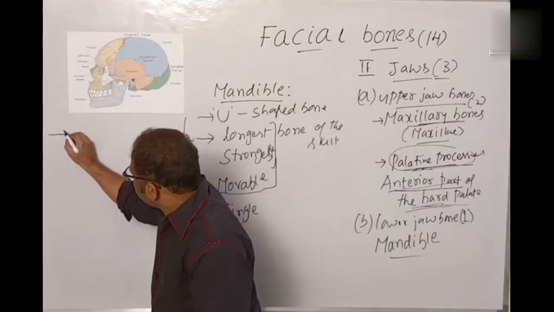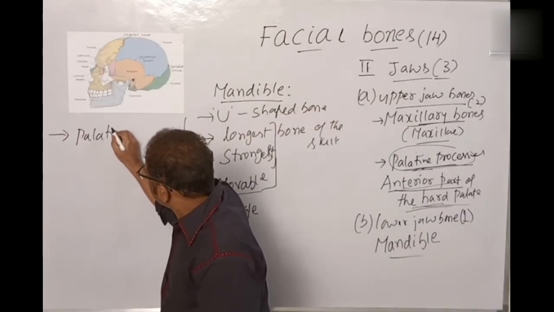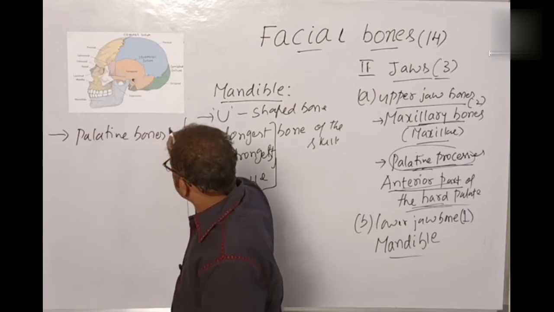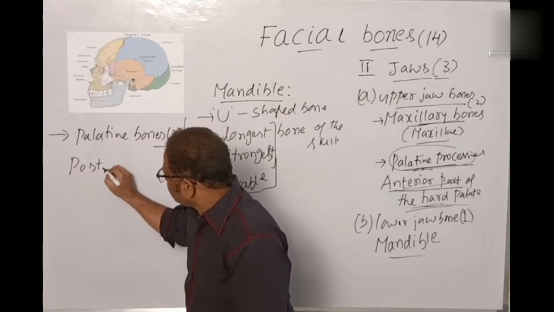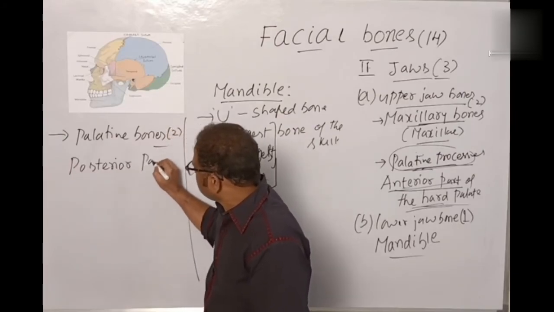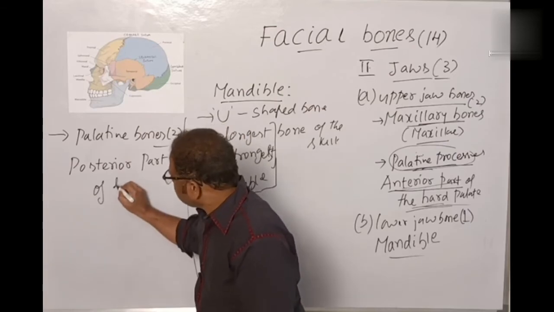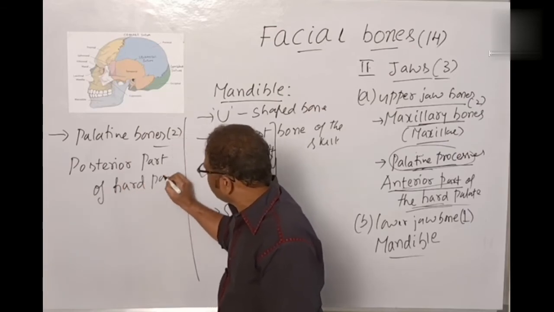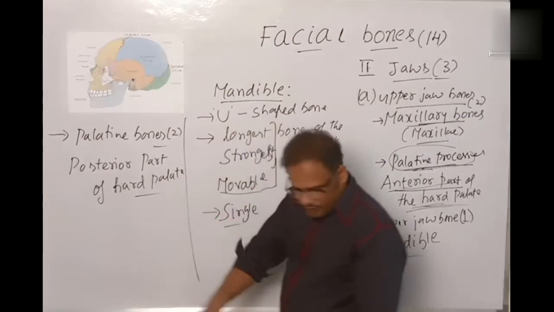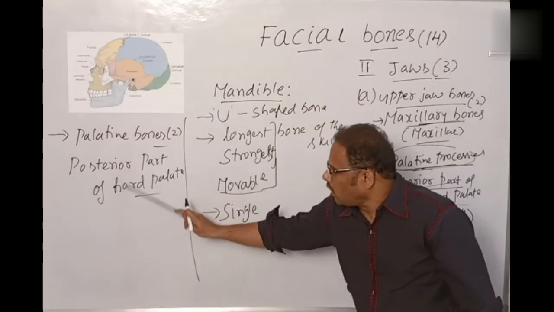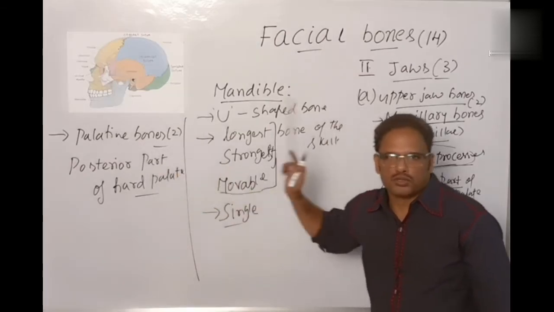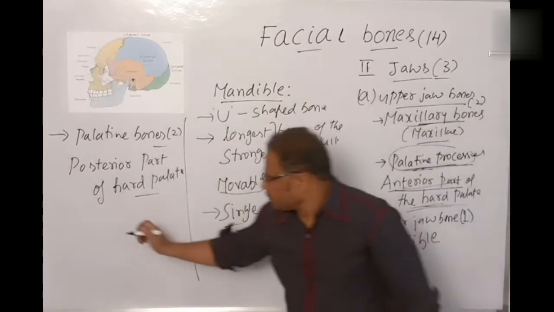Next one is palatine bones. These are also 2 in number, which form the posterior part of the hard palate. Because just now I told you that the anterior part of the hard palate is formed by which one? Palatine process of the maxillary bones. Whereas the posterior part of the hard palate is formed by which one? 2 palatine bones. That's it. Next part.